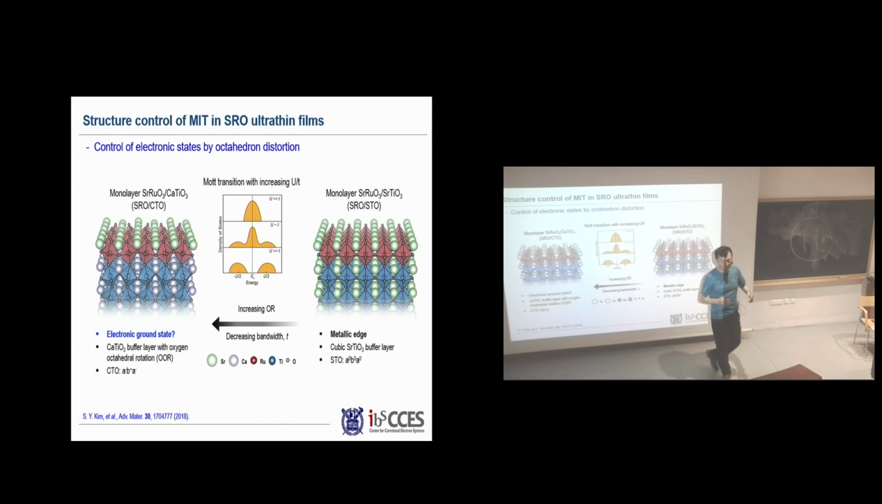So we should have a metal-insulator transition by this mode. Originally it looks like this, but as the temperature decreases, you will finally enter the insulating state. So can you observe this kind of phenomenon?